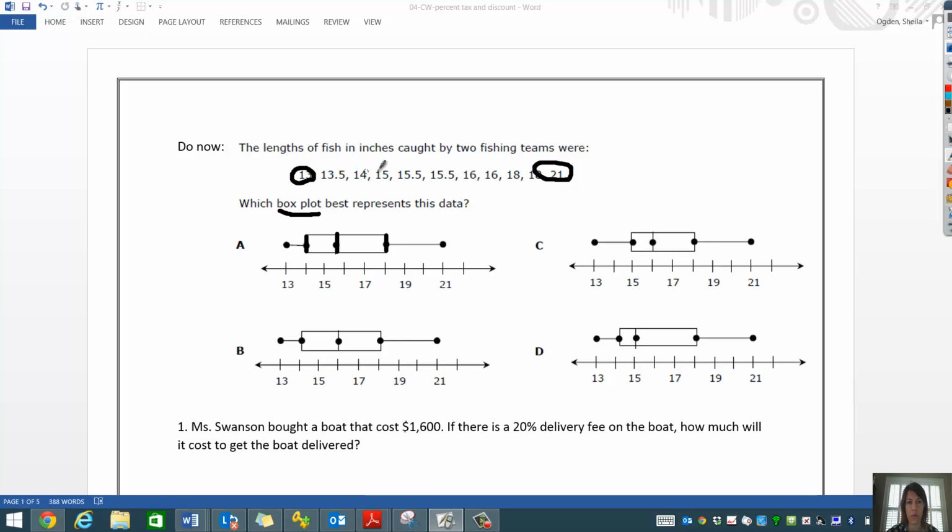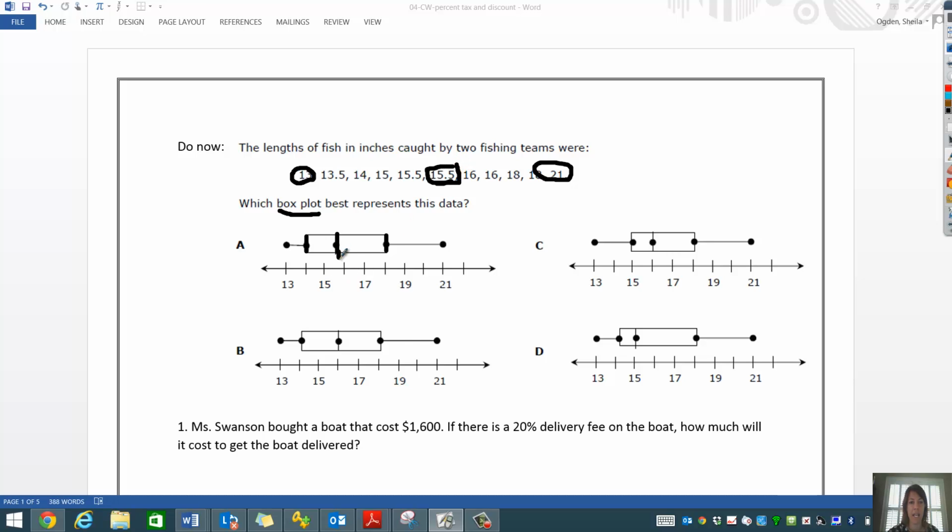So there are 1, 2, 3, 4, 5, 6, 7, 8, 9, 10, 11 pieces of data. So I know that 11 divided by 2 is 5.5. So if I count in 6, and then I count in 6 from the other end, I know that 15.5 is my median.